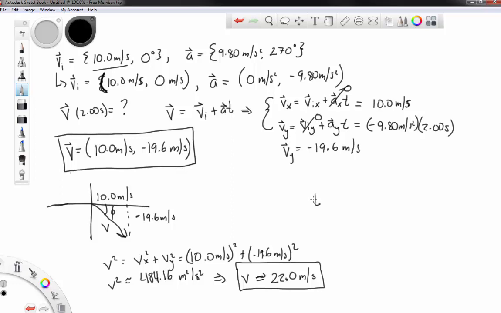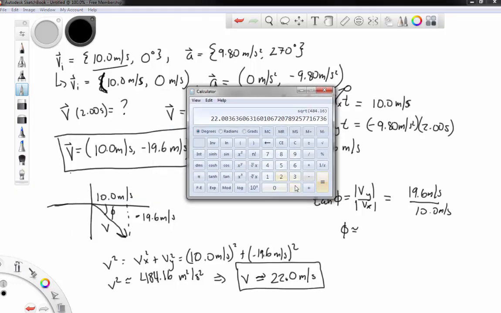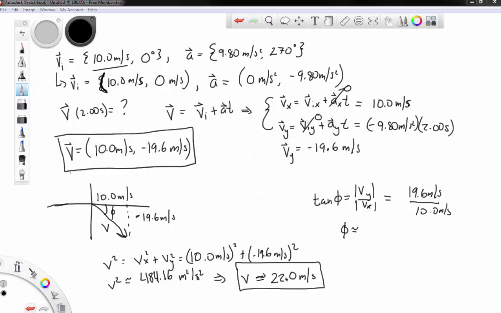Just for fun, let's figure out what direction this thing's going at. So tangent of phi is going to be Vy over Vx, and we can put absolute values over those if we want. So this is 19.6 meters per second over 10.0 meters per second. So phi is going to be the inverse tangent of that. So 19.6 divided by 10, and then we take inverse tangent and get 62.96 degrees, which is actually this angle here.